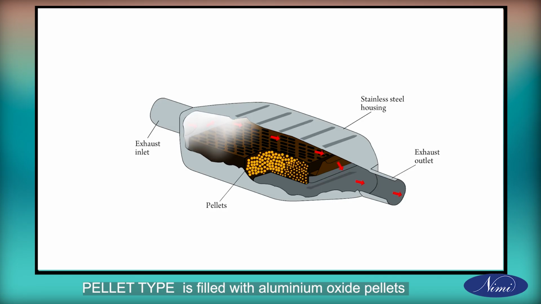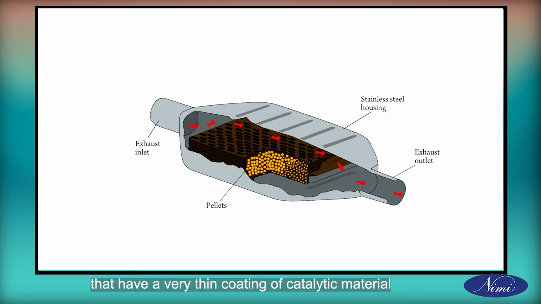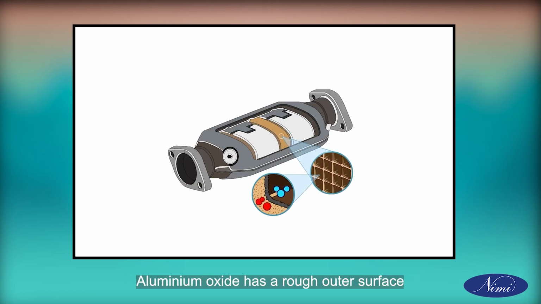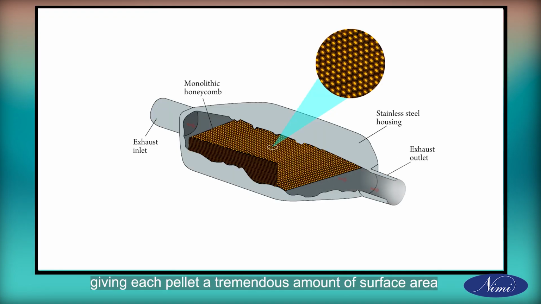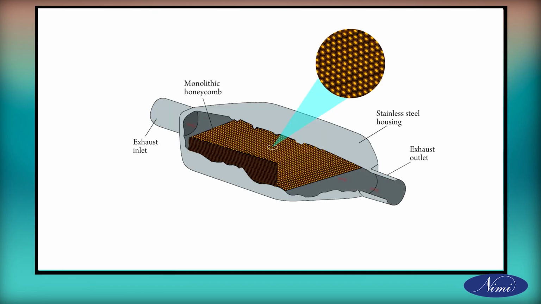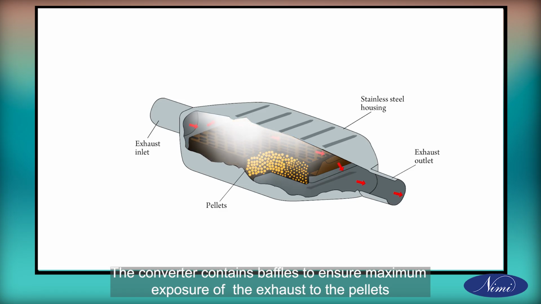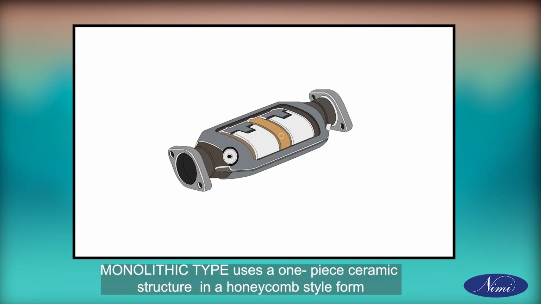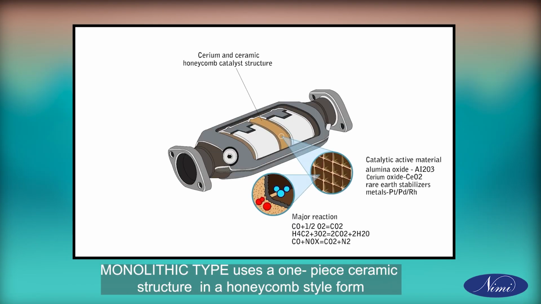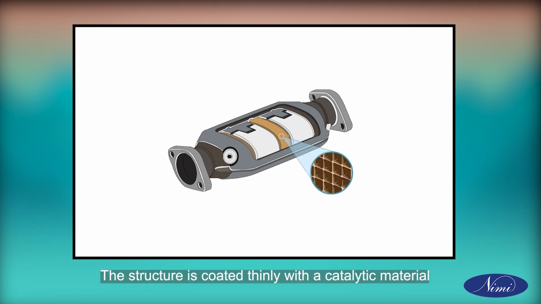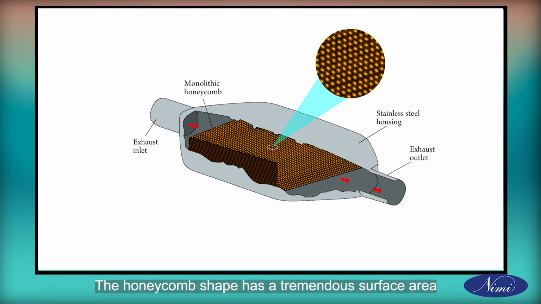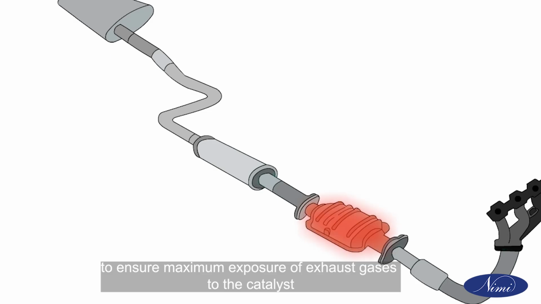Pellet type is filled with aluminium oxide pellets that have a very thin coating of catalytic material. Aluminium oxide has a rough outer surface, giving each pellet a tremendous amount of surface area. The converter contains baffles to ensure maximum exposure of the exhaust to the pellets. Monolithic type uses a one-piece ceramic structure in a honeycomb-style form. The structure is coated thinly with a catalytic material. The honeycomb shape has a tremendous surface area to ensure maximum exposure of exhaust gases to the catalyst.